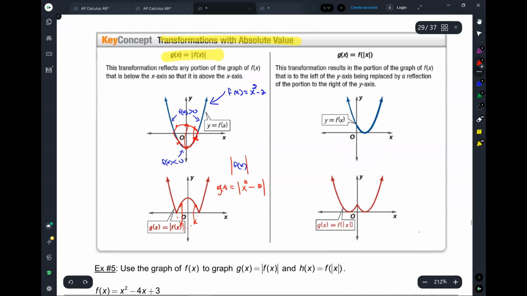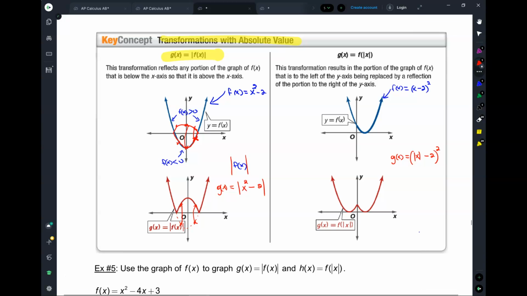Now, what would be an appropriate function for this one? F of x equals what? X minus 2 squared. Yep, that works, right? Because it could be x minus 3 squared or x minus 5 squared or whatever, right? So now, what if for g of x, I did absolute value x minus 2 squared?